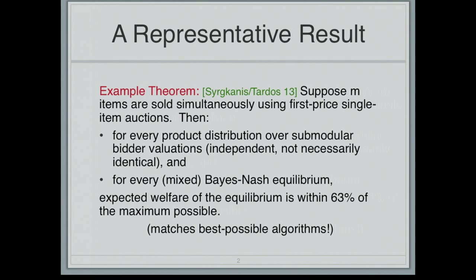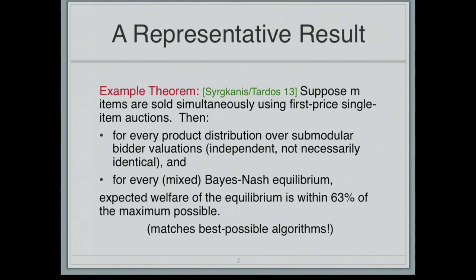The third sense in which I want you to appreciate this is, forget about it being true. It's impressive that this is true, but third, that we can actually prove it. So why should you be impressed? Well, this is a statement about every single Bayes-Nash equilibrium for every single common prior. We have no idea what Bayes-Nash equilibria look like in these games.